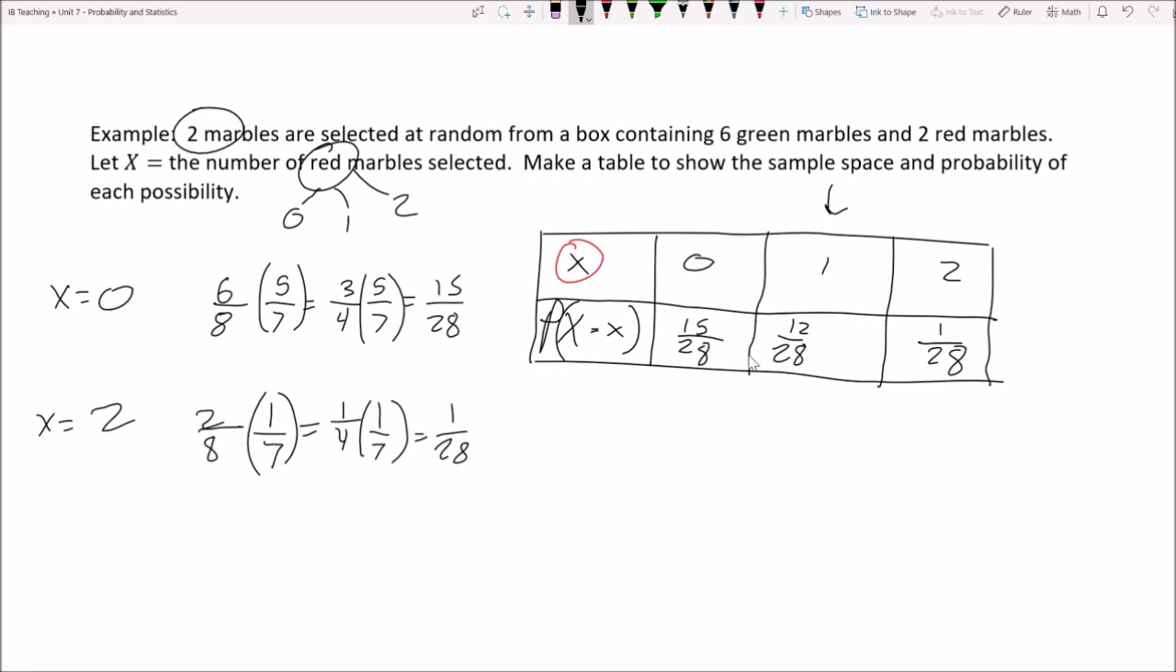And yeah, I get that that simplifies, but I like leaving it like this so I can see that those 3 sum up to 1. So make a table to show the sample space and probability of each possibility. Check. This is it. We're done.